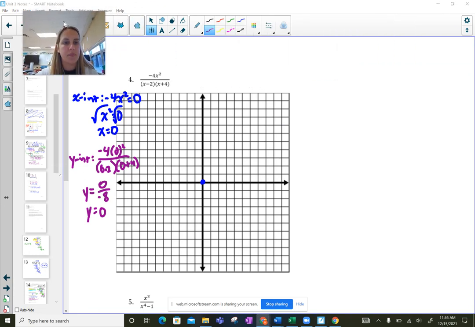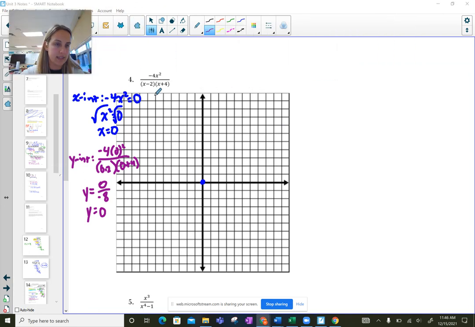Cute. Okay. Now this one is already factored for us on the bottom. You're welcome. But we can't cancel with anything on the top. So there's no holes.